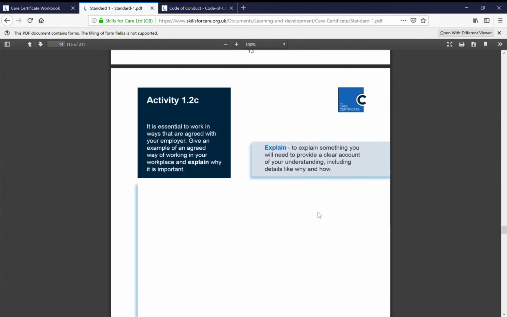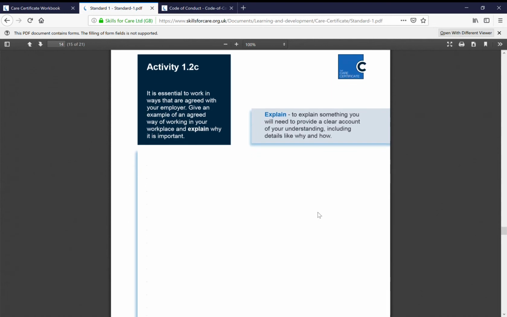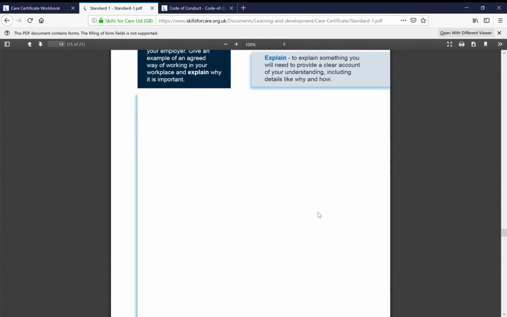So 1.2c, so it's essential to work in ways that are agreed with your employer. Give an example of an agreed way in your workplace and explain why it's important. So ones here might be, for example, dress code. So why is it important that there's a dress code in place? You don't necessarily have to wear a uniform, but you might have to follow certain guidelines.